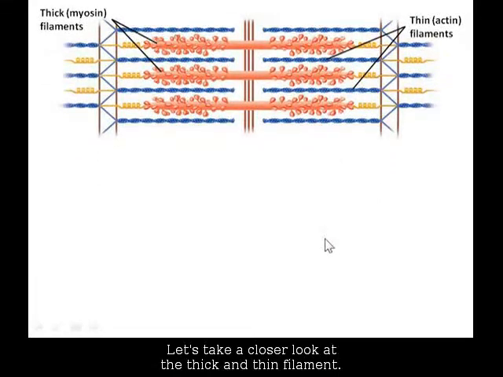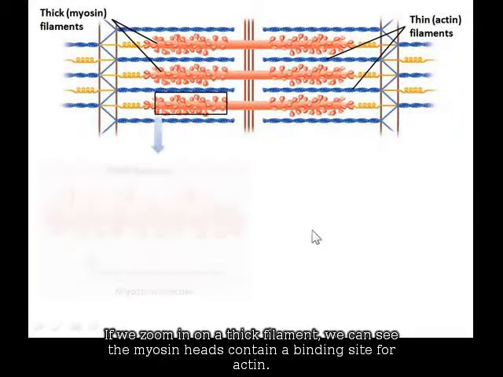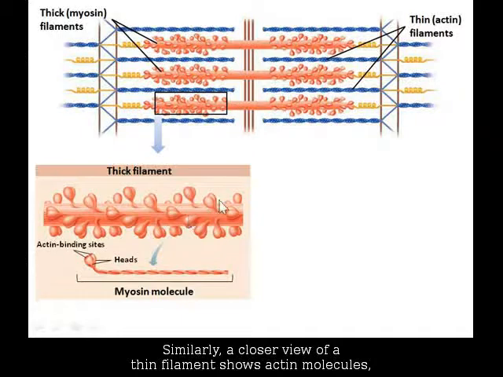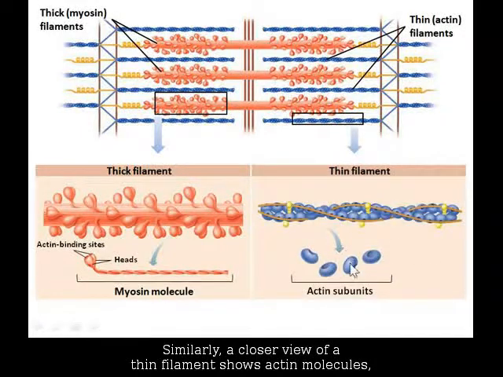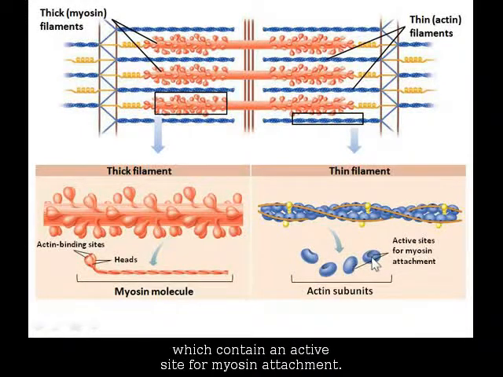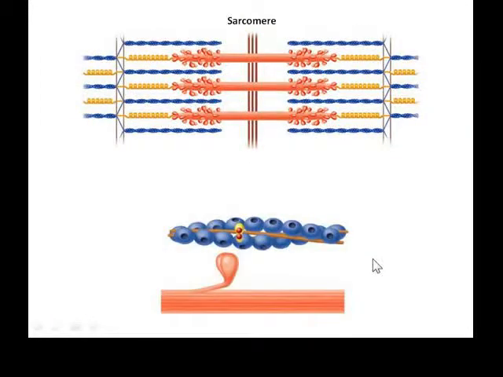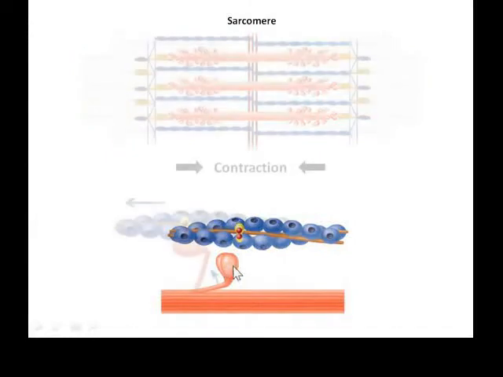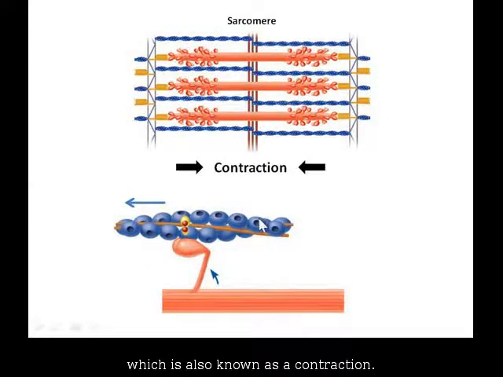Let's take a closer look at the thick and thin filaments. If we zoom in on a thick filament, we can see the myosin heads contain a binding site for actin. Similarly, a closer view of a thin filament shows actin molecules which contain an active site for myosin attachment. When myosin heads connect to the active site on actin, tension in the muscle fiber is generated, which is also known as a contraction.